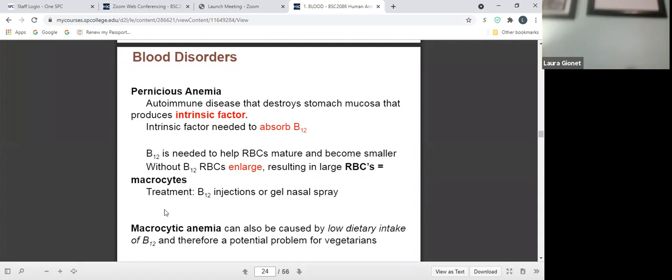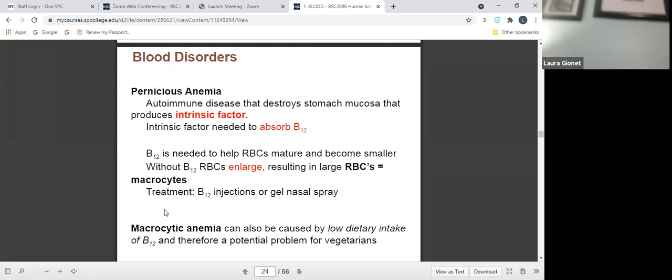If you actually have this autoimmune disorder and you don't have any intrinsic factor, regardless of the amount of B12 you take in your diet, you're going to have these larger than normal red blood cells, and it's going to be considered pernicious anemia. If it's due to dietary factors, then we call it just a macrocytic anemia.